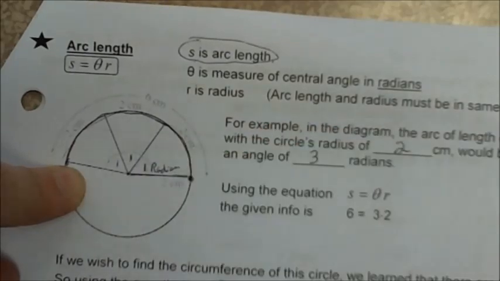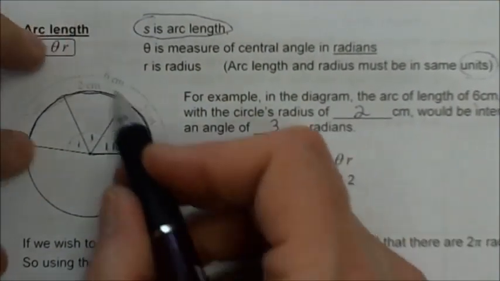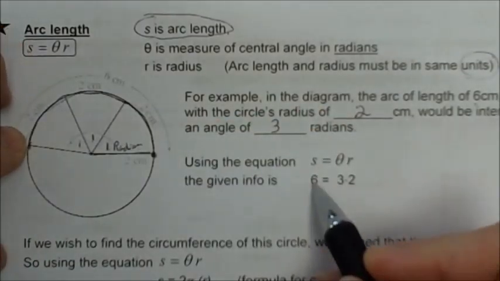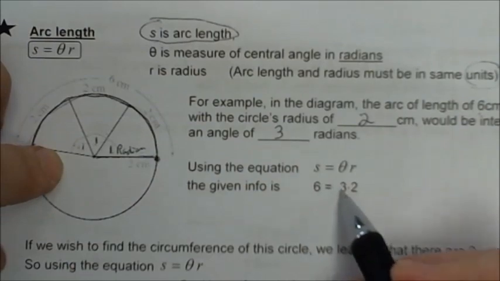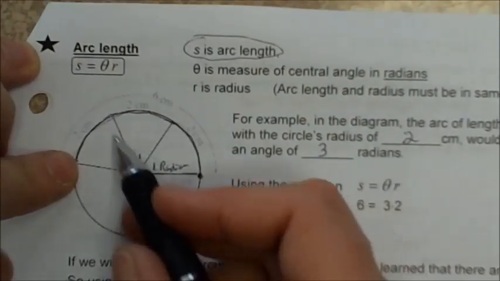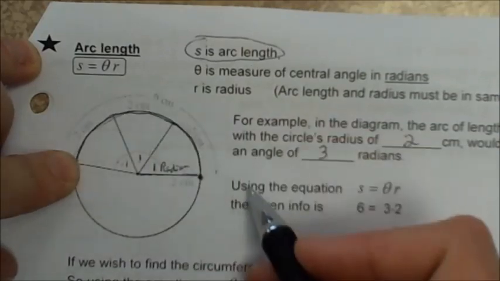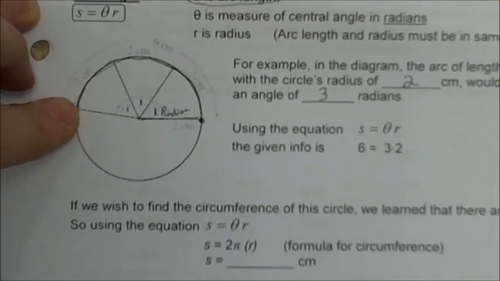1, 2, 3 radians. And you can use this little formula here. S, the arc length of 6, is equal to theta, which is 3 radians, times 2, which is the length of this radius. So that's the formula that you can use anytime you need to figure out one of these 3 values. You'll be given 2 and asked for the third.